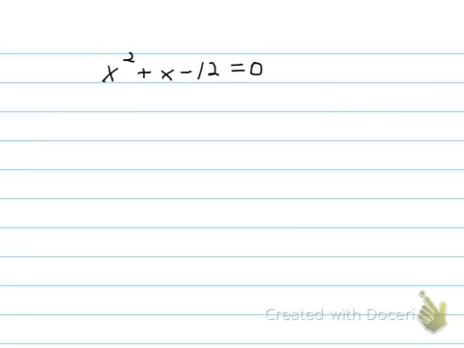Now, this looks more like what we have been working on. You have a quadratic equation. The only difference is now it is set equal to 0. So before you were having to factor it, and that's what we're going to start with here. Factor it, x squared plus x minus 12, but now set it equal to 0.